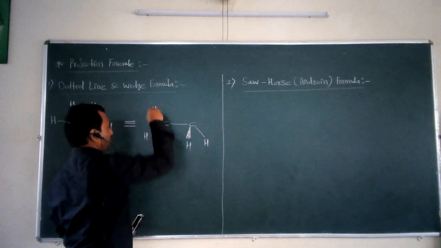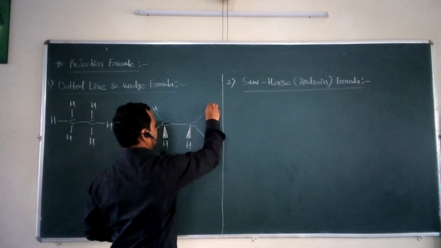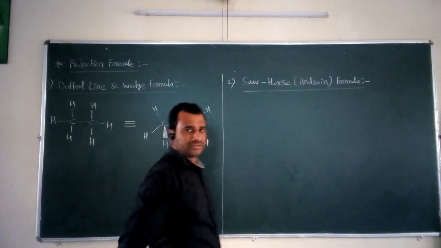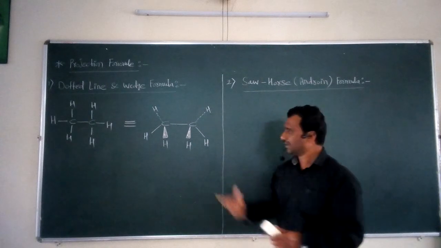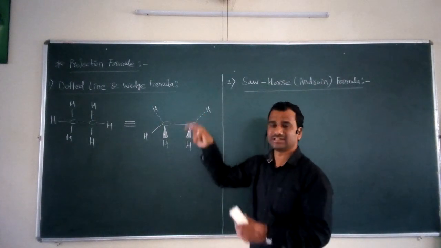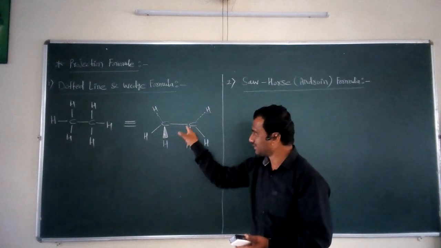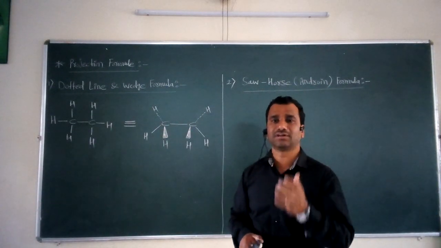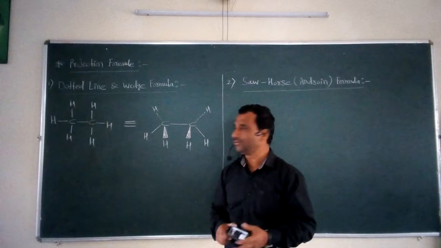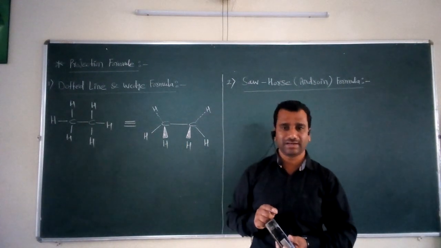This is the first hydrogen and this is the second hydrogen. Now, as far as this dotted line is considered, it indicates these two hydrogens are present below the plane in which this carbon single bond carbon is present. So, this is the first important method to draw the molecule in a 3-dimensional view, that is, the dotted line and wedge formula. Why is it called the dotted line and wedge formula?